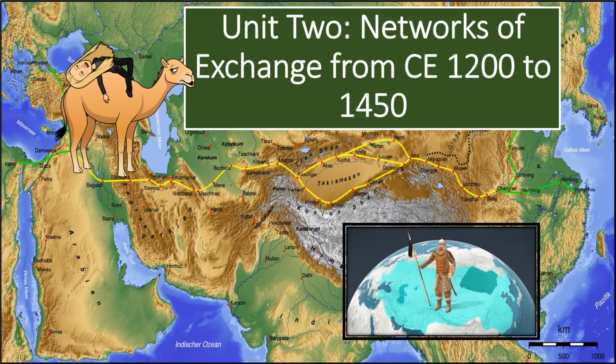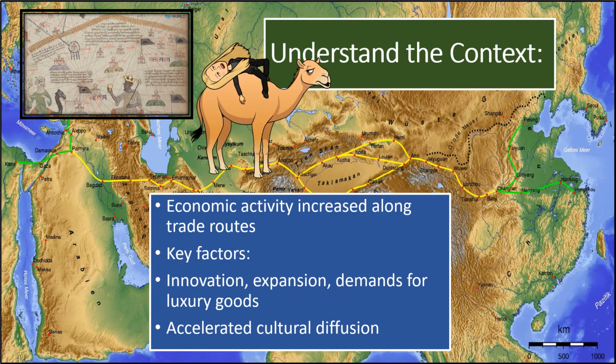So this is Unit 2 for AP Modern World History, Networks of Exchange from 1200 to 1450. It is important to understand the context behind what is going on at this time. So between 1200 and 1450, economic activity along existing trade routes increased in volume and scope.